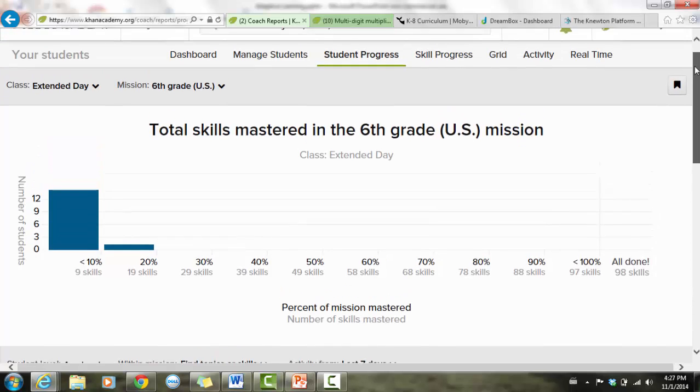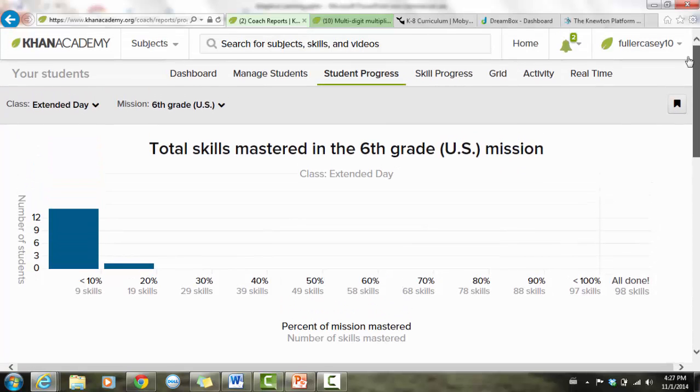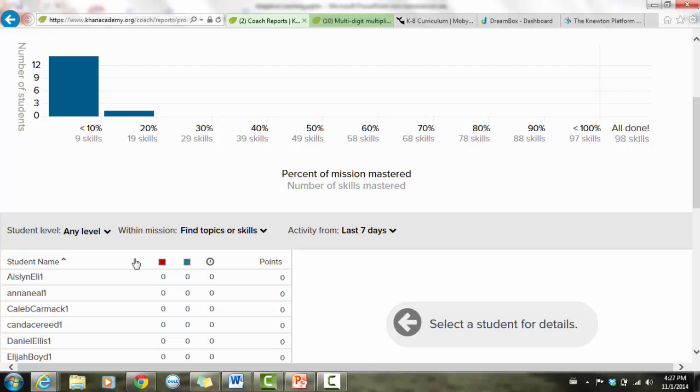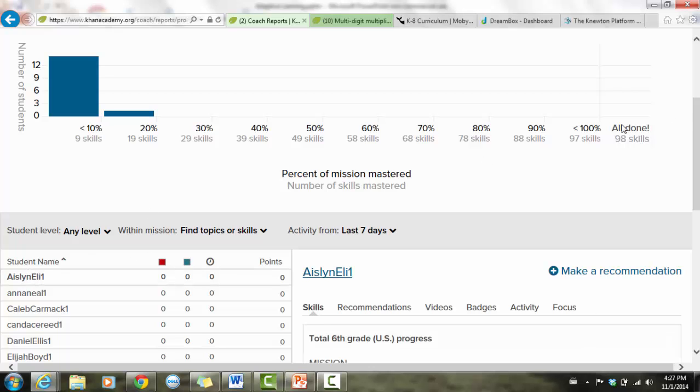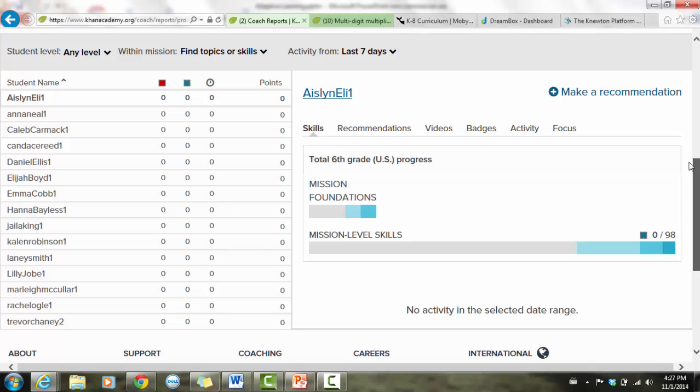So this is what a coach's page would look like. And then I can go to the individual student's page and I can see what the individual student was doing.